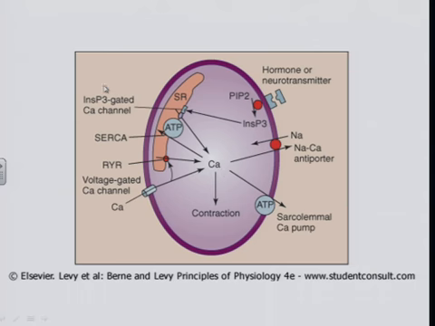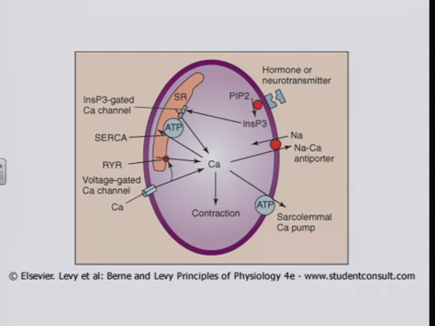Also equally important is the IP3, or inositol trisphosphate gated channel, and that goes from a chemical input, from a hormone or a neurotransmitter, and activates IP3. It binds to a receptor, and this opens up a different type of calcium release channel from the SR. So the calcium can come in from the calcium release channel.